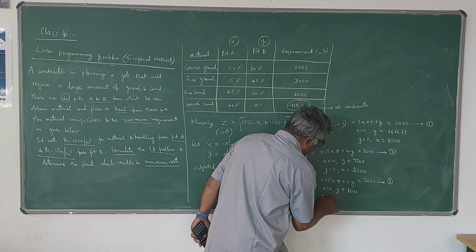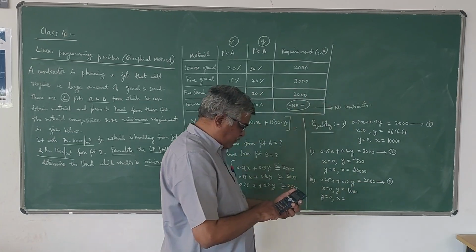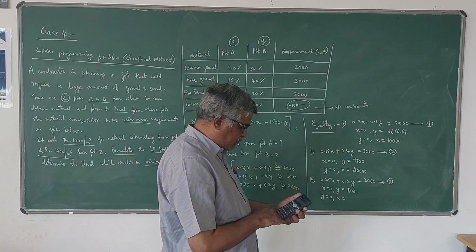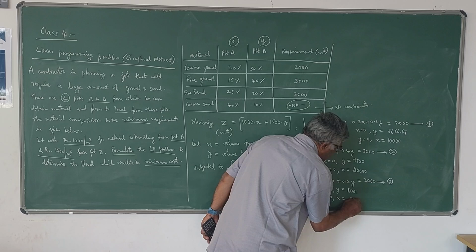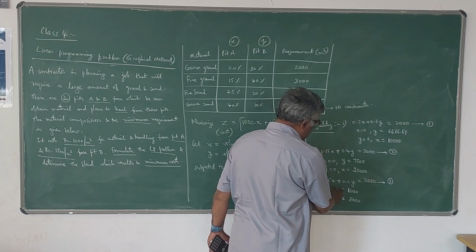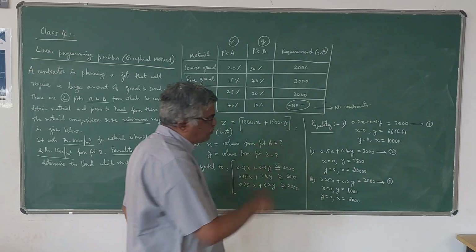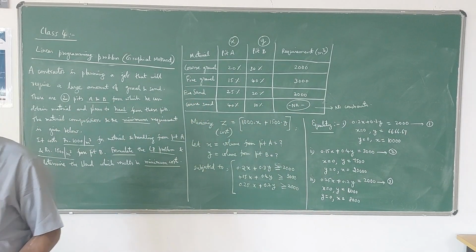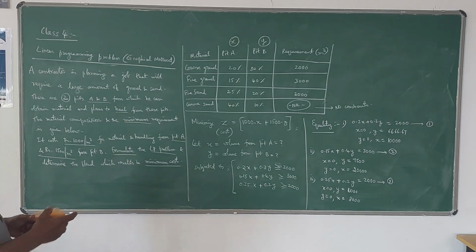If you put y is equal to 0, x will be 2000 divided by 0.25, which is 8000. Now the corresponding points will be (0, 10,000) and (8000, 0). Now we have to plot these three straight lines in a plain graph sheet, by choosing a suitable scale.